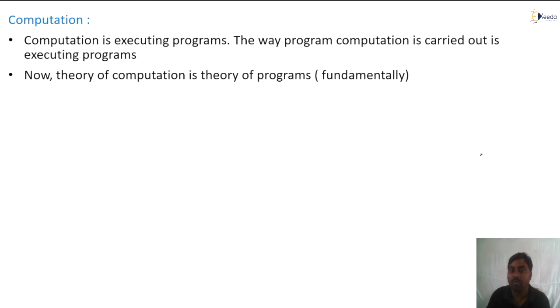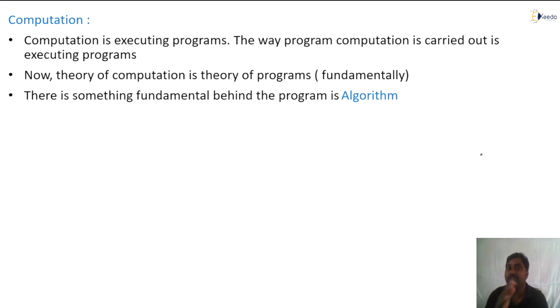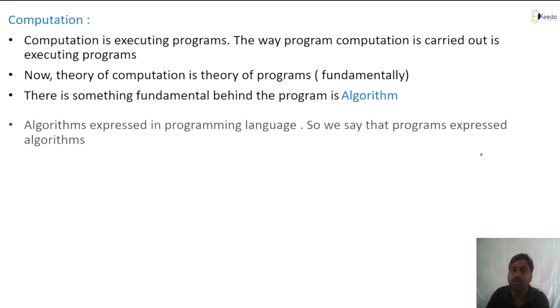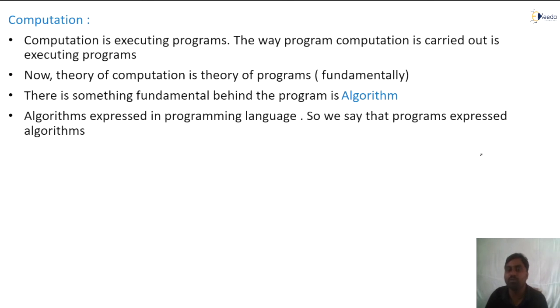So now our theory looks like this. There's something fundamental behind the program, which is nothing but the algorithm. The algorithm is expressed in a programming language, so we say that programs express algorithms. Correct? Yes or no? Now our theory turns into the theory of algorithm. So I can say theory of computation is nothing but theory of programs. There must be something existing behind a program: the algorithm. What is meant by algorithm?